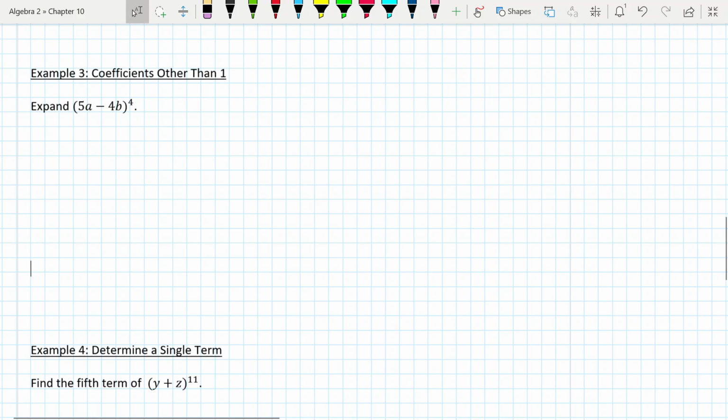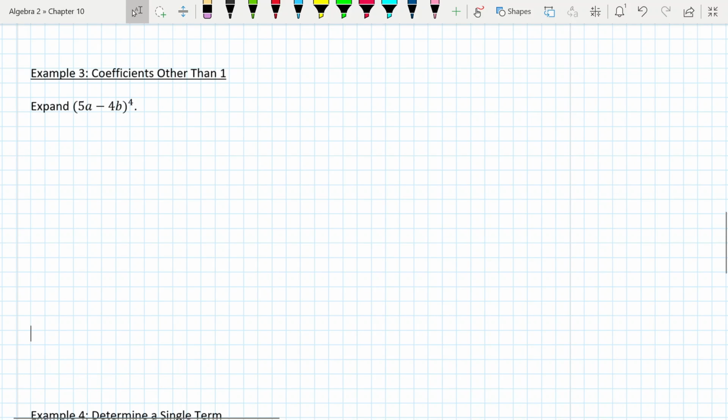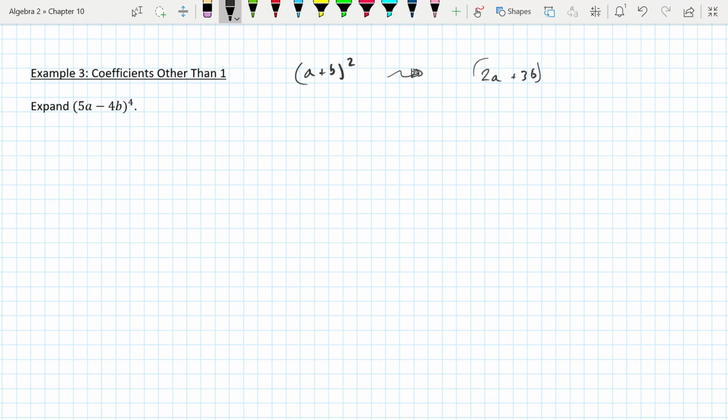Okay, example 3. Coefficients other than 1. So far we've just been working with stuff like a plus b squared. Now, how we're going to adjust this to make it more interesting is what if it was 2ab plus 3 or 2a plus 3b that was being squared. Well, you have to remember it's this whole chunk that is the beginning or first term of the binomial.